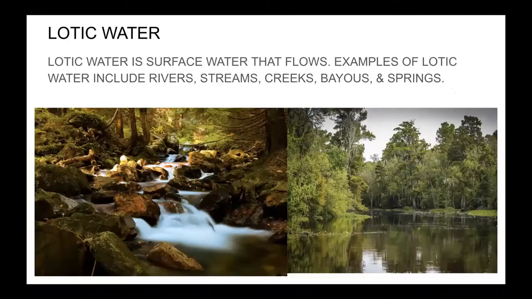So let's first talk about lotic water. Lotic water is surface water that flows, and examples of lotic water include rivers, streams, creeks, bayous, and streams. Now, I grew up on the Gulf Coast, and there were bayous behind our houses, and the water flowed through it. It didn't flow very fast, but it did flow through the bayou, and it was very rich environment for aquatic organisms. You're probably all familiar with rivers and perhaps streams. A creek is just another word for a stream. And then springs are surface water that came from deep in the earth.